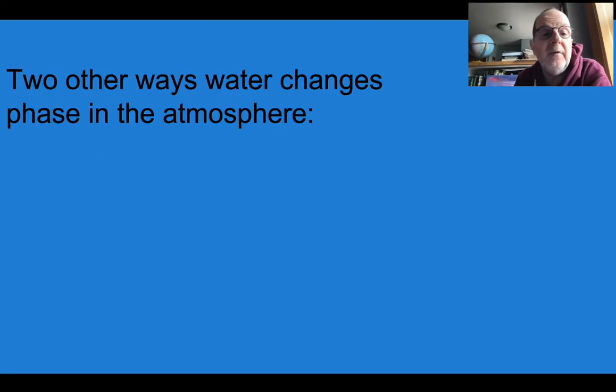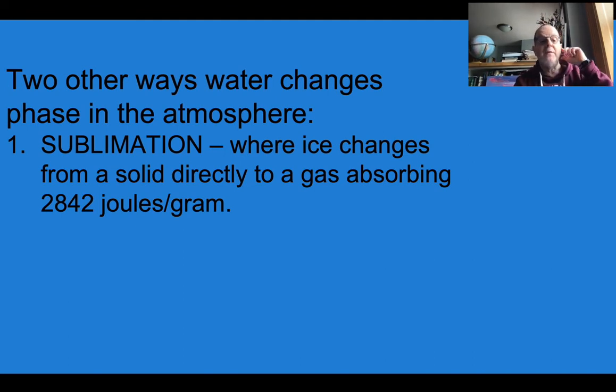Finally, there's 2 more ways that water changes phases in the atmosphere. One is called sublimation, where ice changes directly from a solid to a gas, absorbing 2,842 joules per gram. This happens in snowy areas of the world where the snow disappears directly. It doesn't pass through the melting phase. It just goes directly from a solid to a gas.